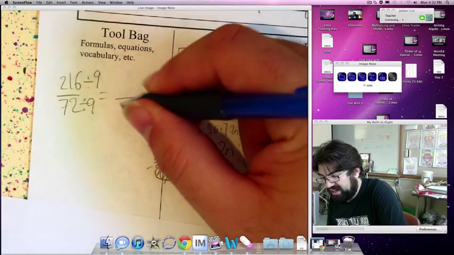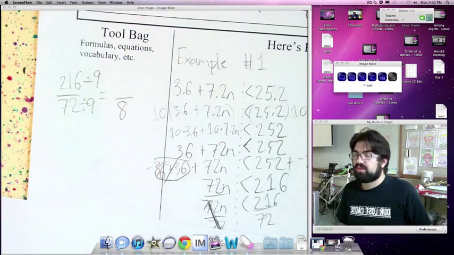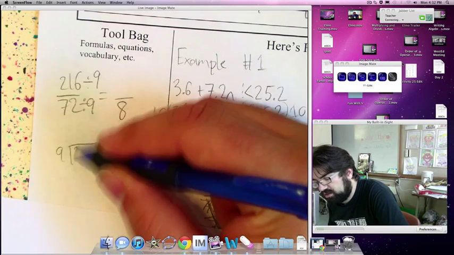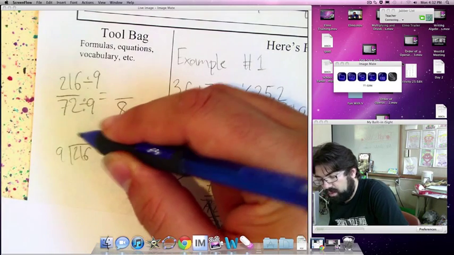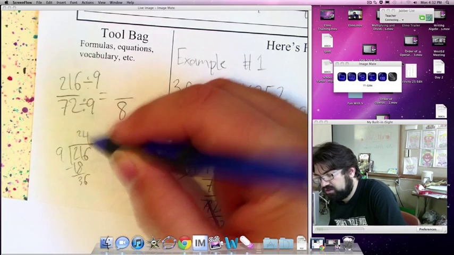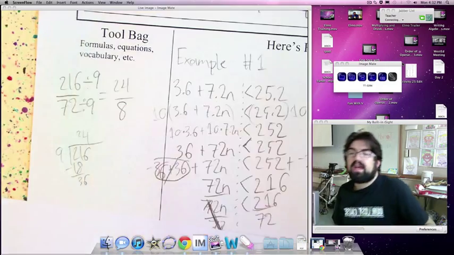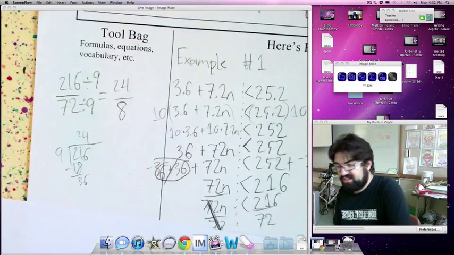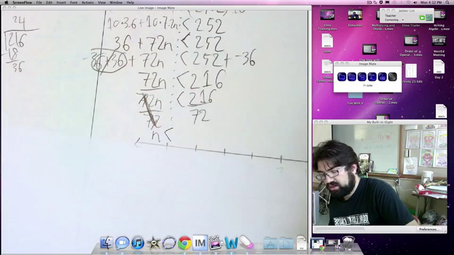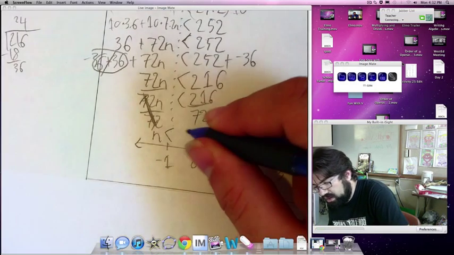This is equal to 8. And 216 divided by 9, well, that's not too hard. We should be able to do that. This goes in twice, minus 18. 36, 4 times. So this is 24. And 24 divided by 8 is definitely equal to 3. So if I go down here, n is less than 3.